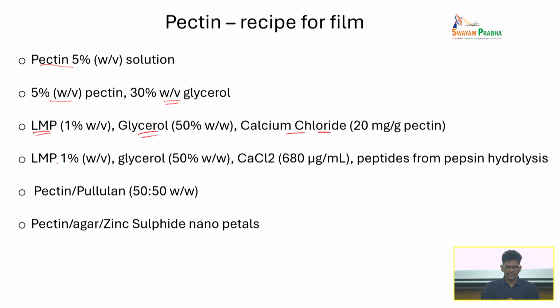In another recipe, LMP, glycerol, that is the plasticizer, a cross-linking agent, and also some peptide from pepsin hydrolysis are added to give additional mechanical property. Or you can also mix with other polymers, like pullulan, another polysaccharide. You can mix pectin and pullulan in a 50-50 ratio and then cast into film. Since pectin is of bio origin, it blends nicely with other hydrophilic biopolymers like pullulan, starch, and so on.